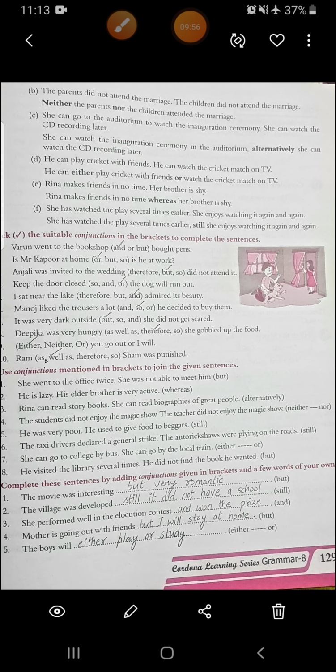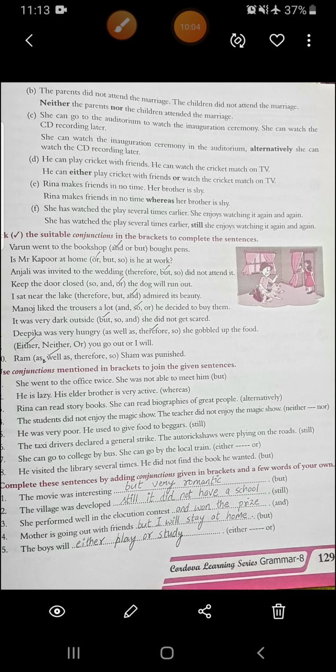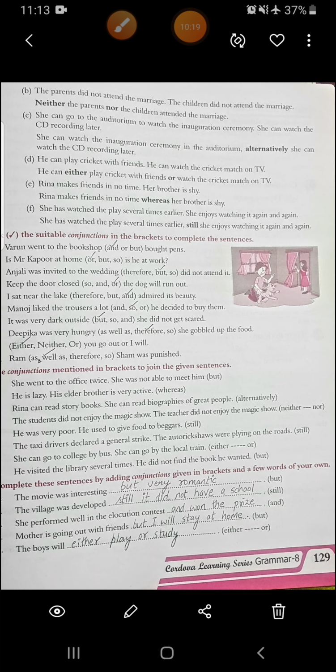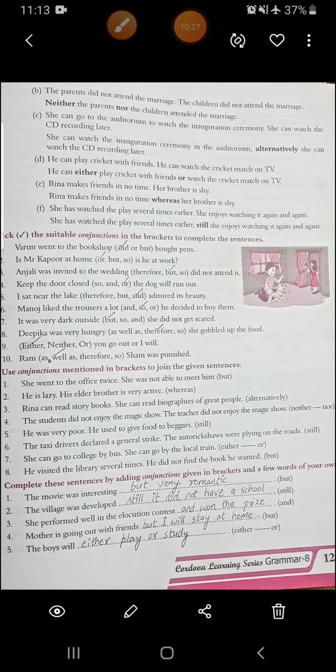Third is Reena can read storybooks. She can read biographies of great people. You have to use alternatively. How will it be formed? Reena can read storybooks. Alternatively, she can read biographies of great people. Means she can do both things. Then, fourth, the students did not enjoy the magic show. The teacher did not enjoy the magic show. How will it be formed? Neither the students nor the teacher enjoyed the magic show. Next is he was very poor. He used to give food to beggars. What will be the answer? He was very poor, still he used to give food to beggars.